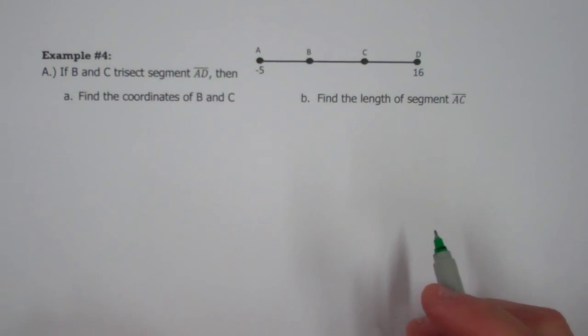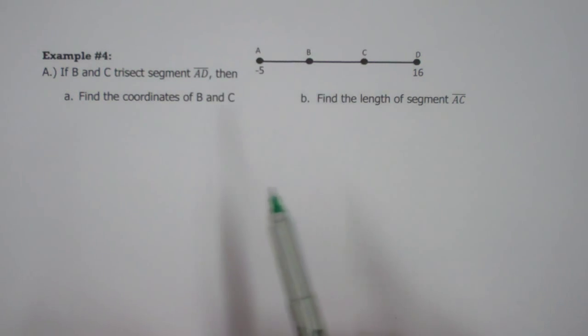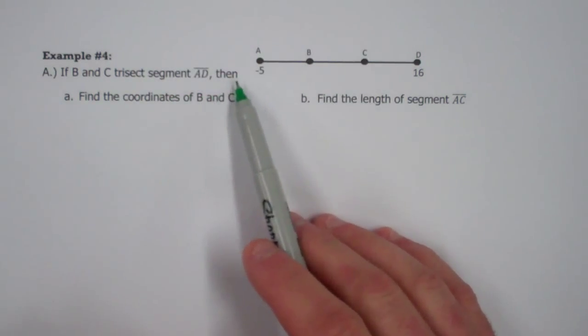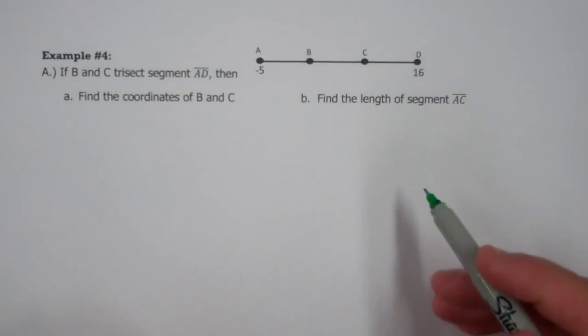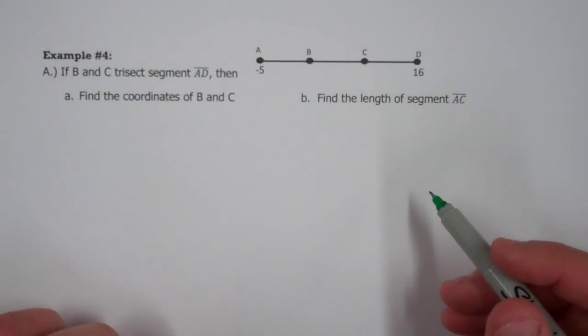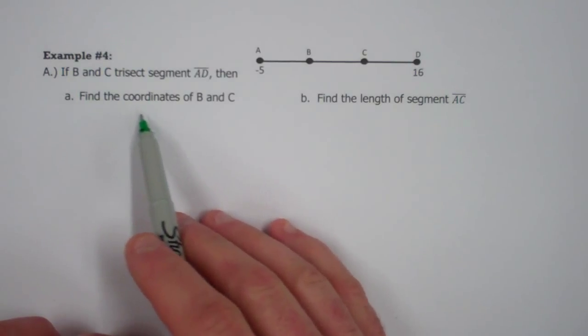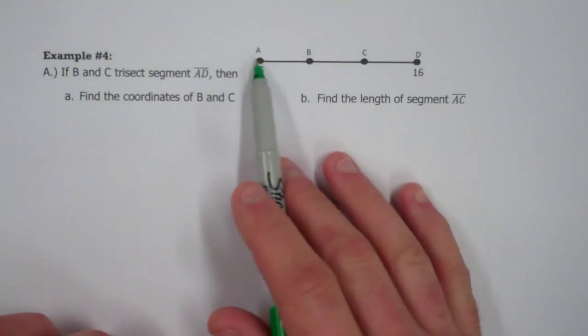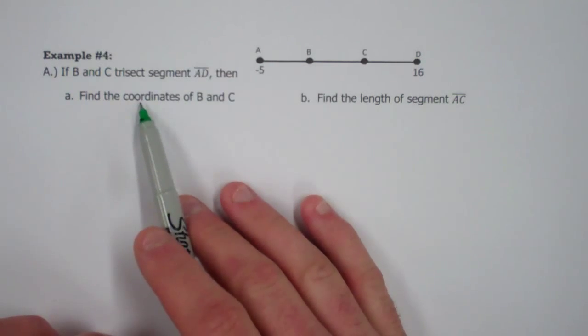In example 4, we have a few different parts. Part A says if B and C trisect segment AD, and trisect is a special word that means cut into 3 congruent pieces, then we're going to find the coordinates of B and C, and we'll find the length of AC here. So let's work on the first one together.